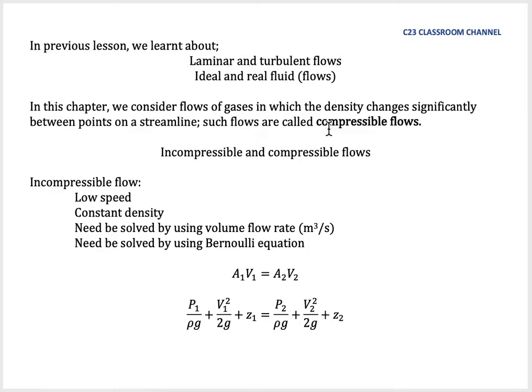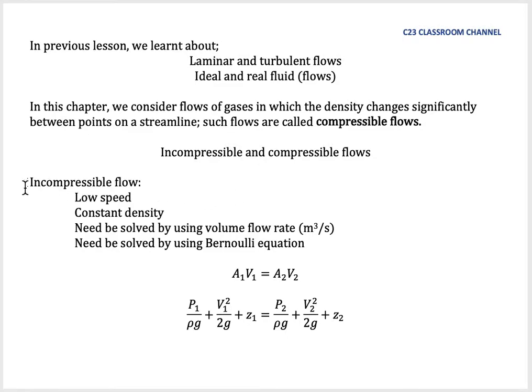But now in this lesson we learn about a fluid, especially gases, that could be compressed, and we call that a compressible flow. I hope in this chapter you realize that everything has its pair. If laminar, it has turbulent. If ideal, it has real fluid. If incompressible, it has compressible flow.